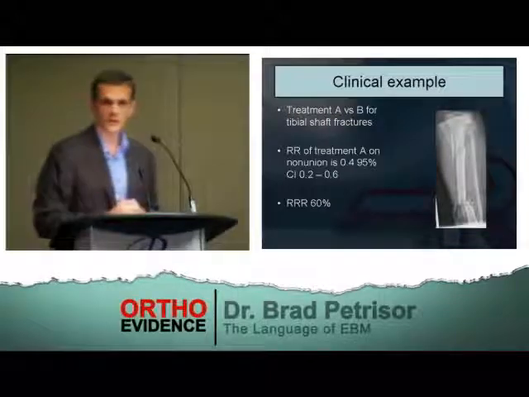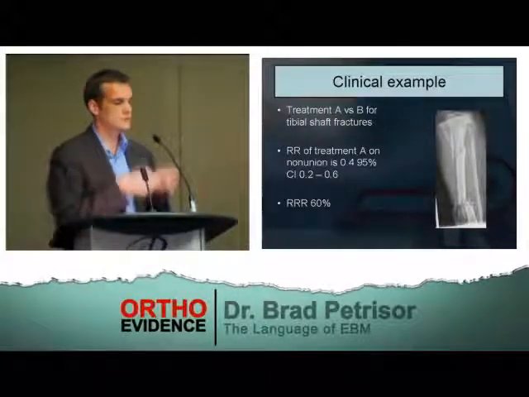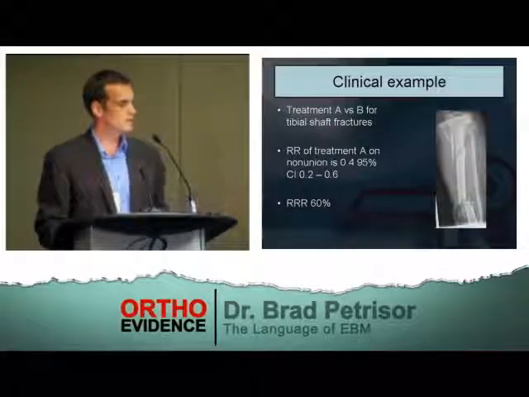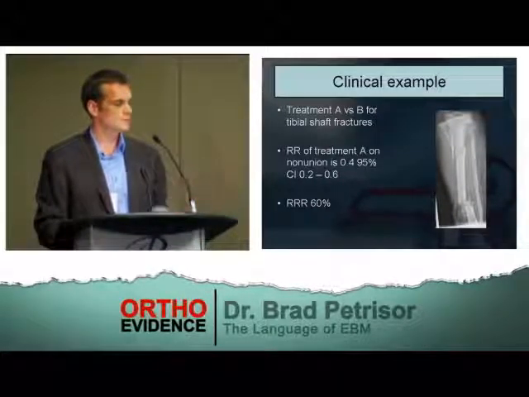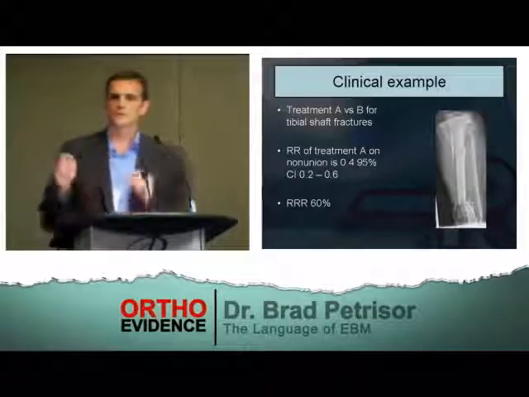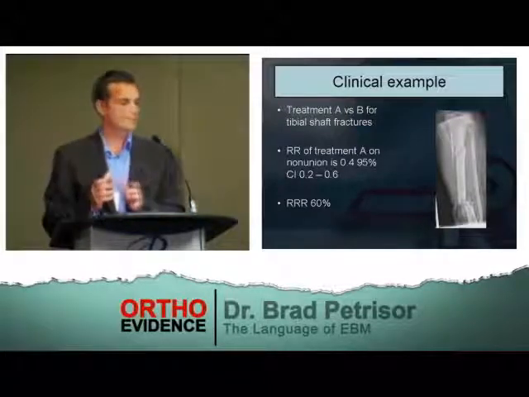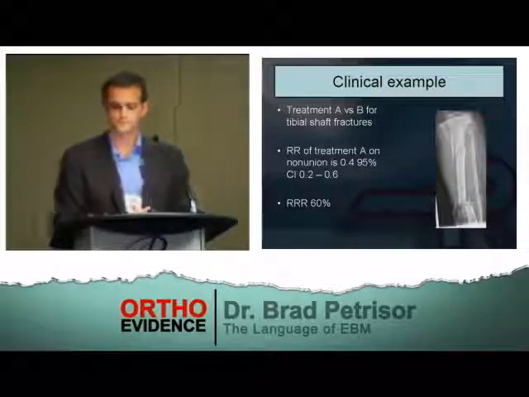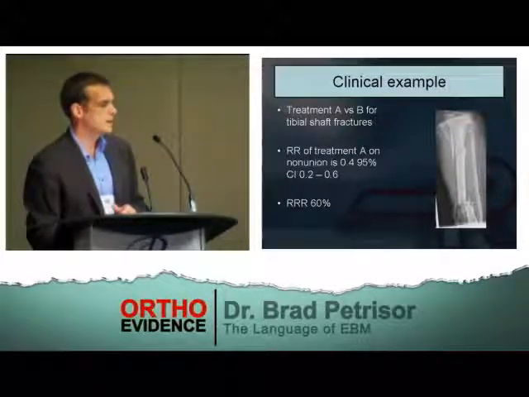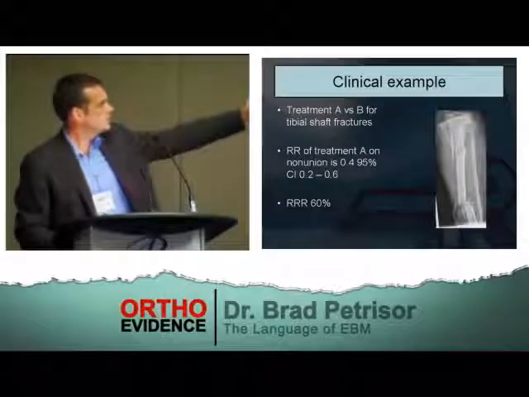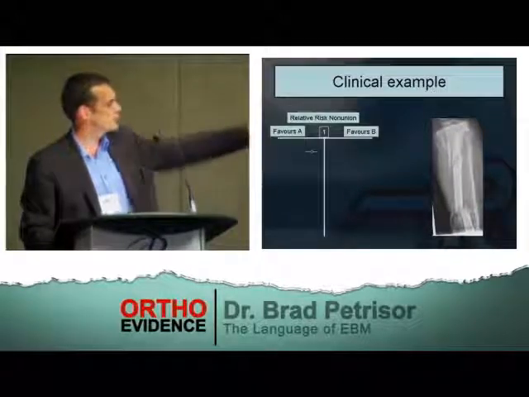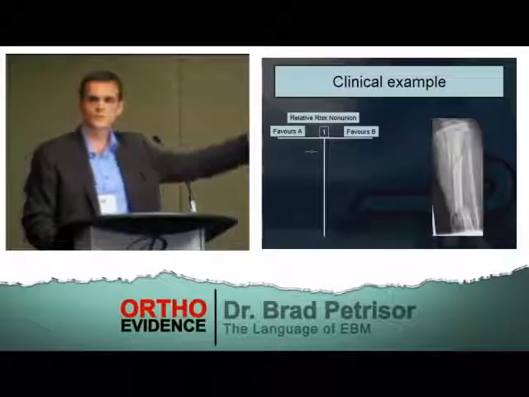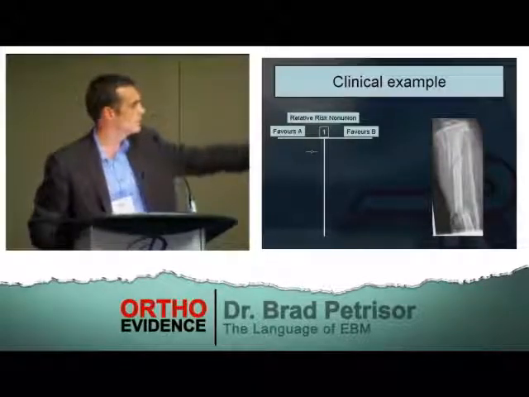Whereas, if we say, well, the relative risk, or the point estimate of effect, of treatment A on non-union is 0.4, with 95% confidence intervals between 0.2 and 0.6. That means there's a relative risk reduction of 60% in some outcome event with treatment A versus treatment B. And if we present that pictorially, using this sort of inverted forest plot where 1 is the line of no effect because we're talking about relative risk, so the relative risk equals 1, there's no effect.